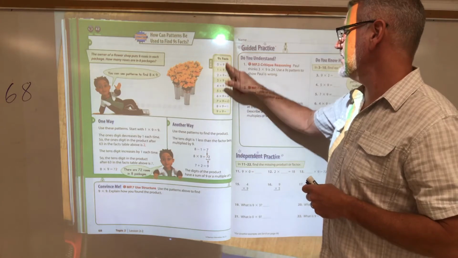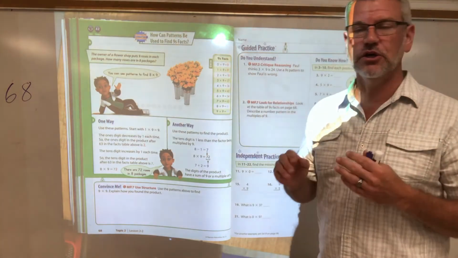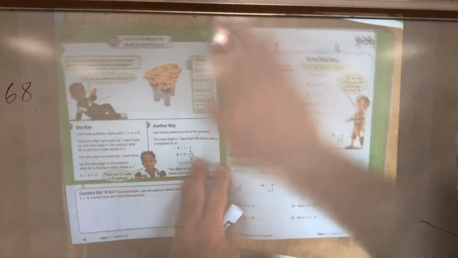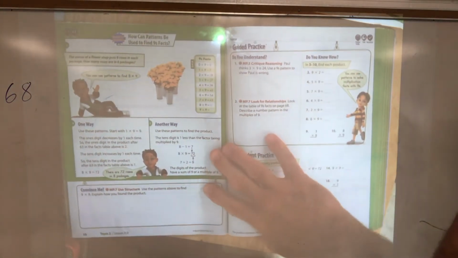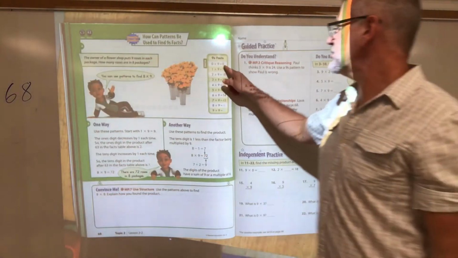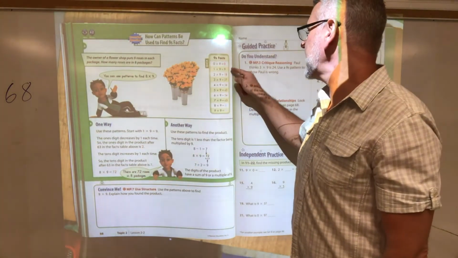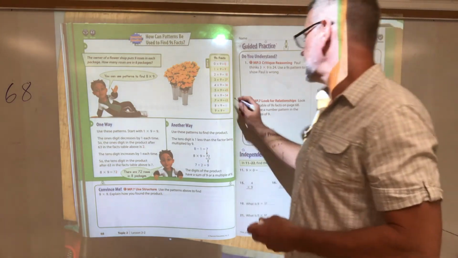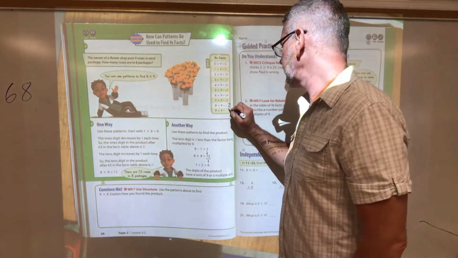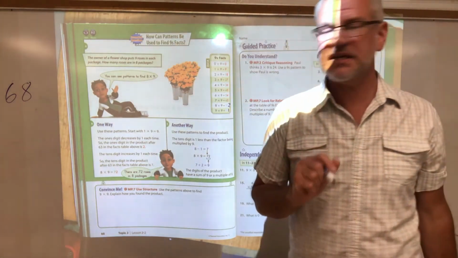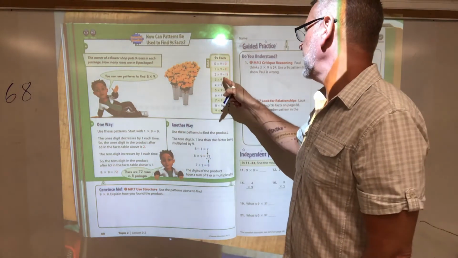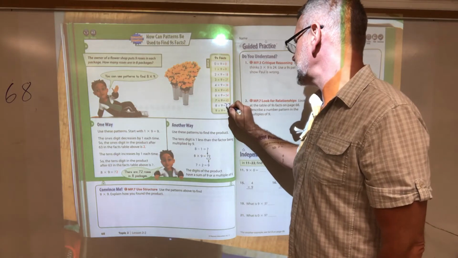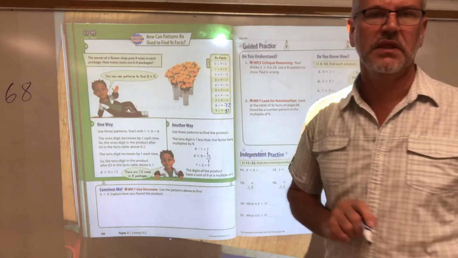you'll notice that the ones place goes down by 1 each time. Let me try to lay that a little flatter so you can see it better. So the ones place starts at 0 and goes 9, 8, 7, 6, 5, 4, 3. And then here we would have a 2, and here we would have a 1. Now the tens place, you'll notice, goes up by 1. 1, 2, 3, 4, 5, 6. This would be a 7, and this would be an 8.